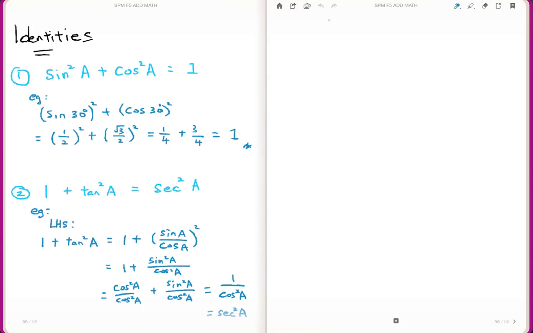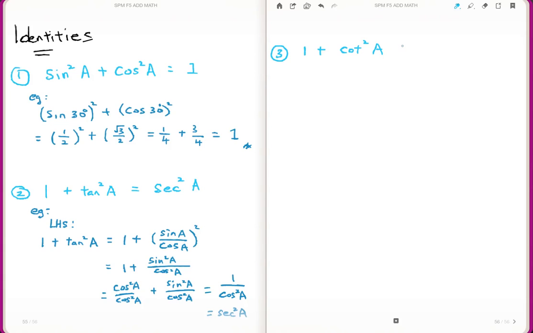Okay? By using the same manner, the third one, you should know. But it doesn't really come out in SPM in the past 5 years. I hope it won't come out. But just in case it does come out, you have some idea how it comes about.